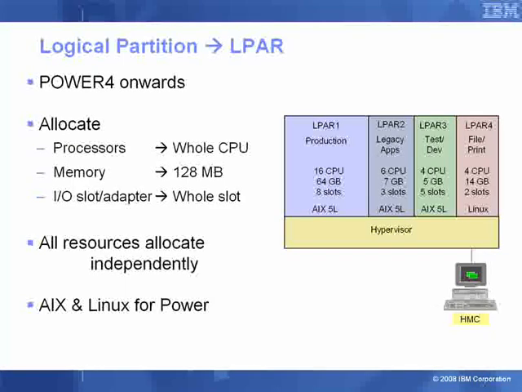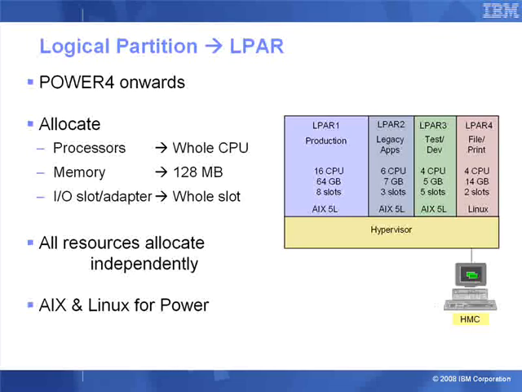Each of the resources can be independently allocated, so we can say we want 3 CPUs and half of the memory in the machine and these 10 slots over here. We don't have any tying between the hardware resources. In fact, when we say we want 10 CPUs, the hypervisor will actually decide which 10 CPUs are actually allocated. We just say how many and the hypervisor works out the details. And in these early days we could run AIX or Linux for POWER.